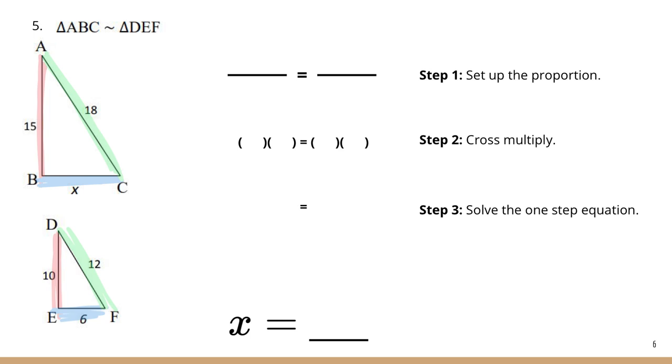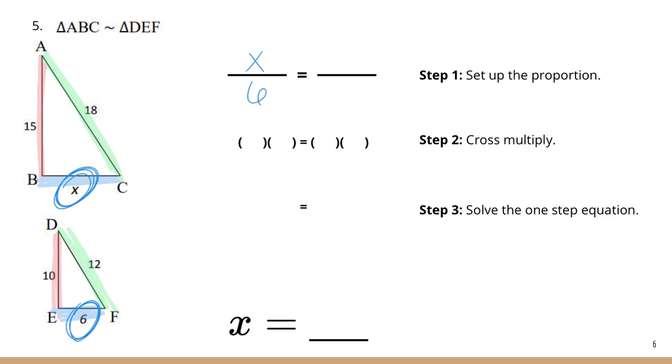So as I am setting up my proportion, I can set this up any way I like, but I want to start by using my X. So I'm going to start with X, and then I'm going to put on the bottom the side that corresponds to it in the other triangle. When you are solving the proportion, it doesn't make a difference whether you are doing new over old or old over new. Just start with X.